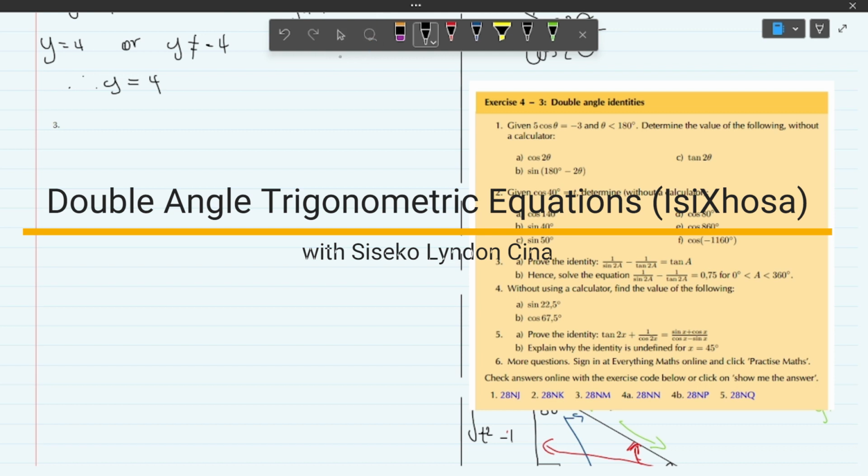Kule video yesithathu ndizabe ndisenza unumber 3, ndizama ukuprova la identity, then ndizama uthini usolva la equation, uyabo.